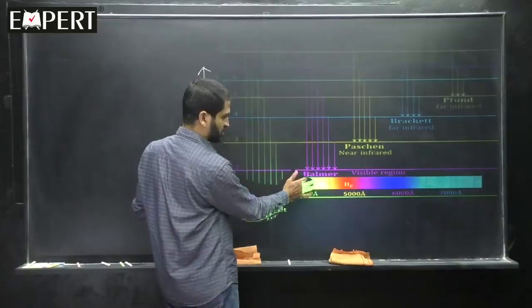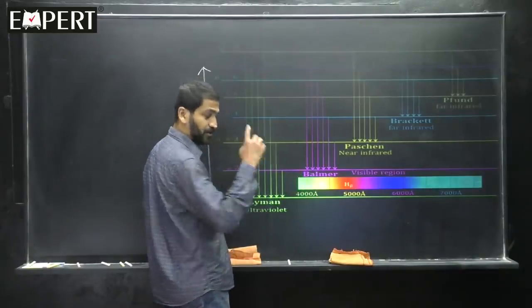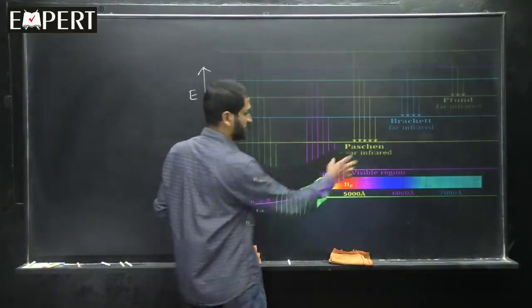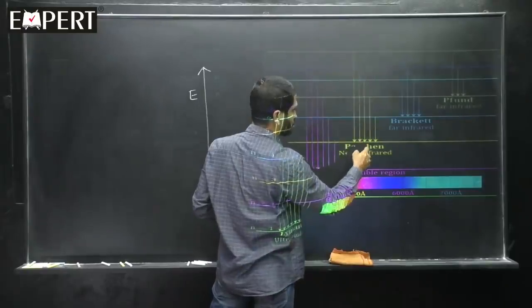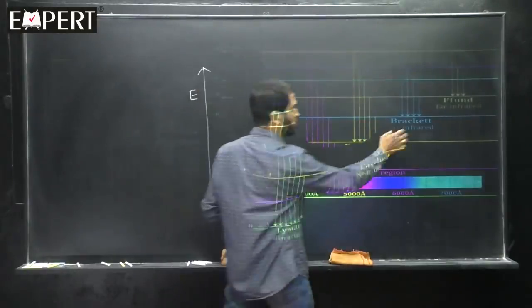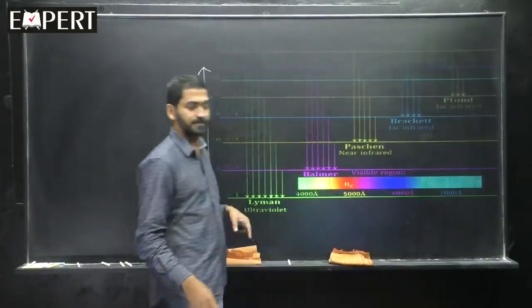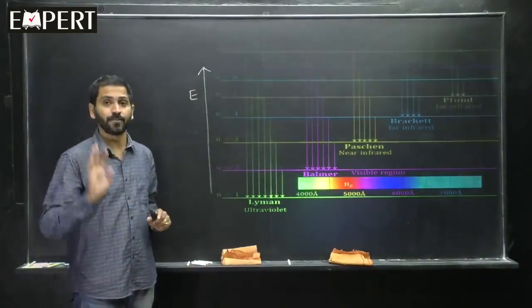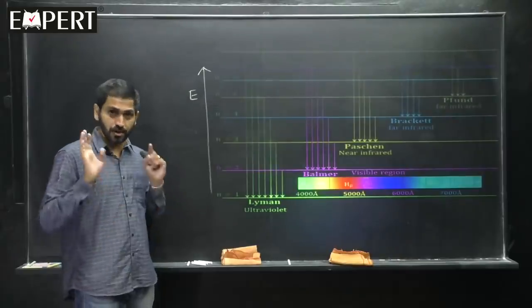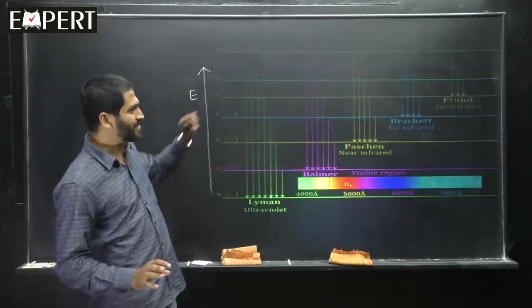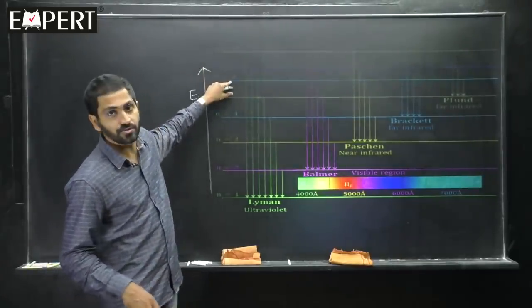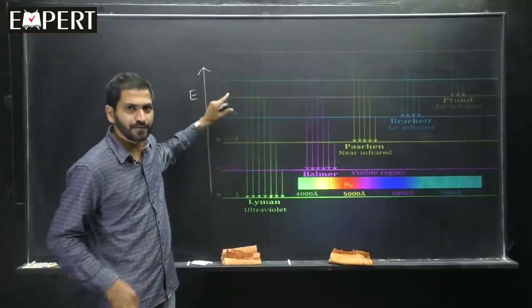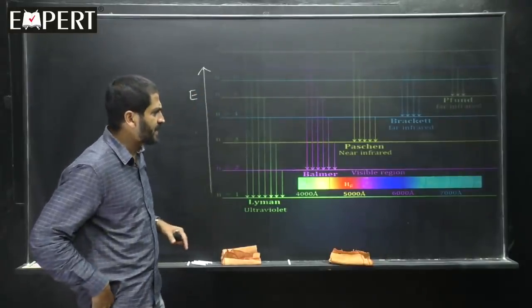Third set, all the lines should come to n equals 3. Then fourth, fifth: Lyman, Balmer, Paschen, Brackett and Pfund. That's it. You will surely get 3 to 4 marks for this question. You are good at drawing, so don't waste marks. Try to understand clearly how it goes. You have enough time, so if you study now, it would be useful for any of your exams.